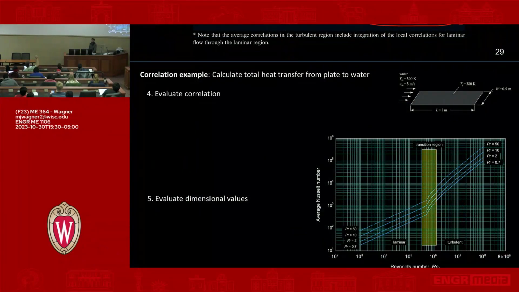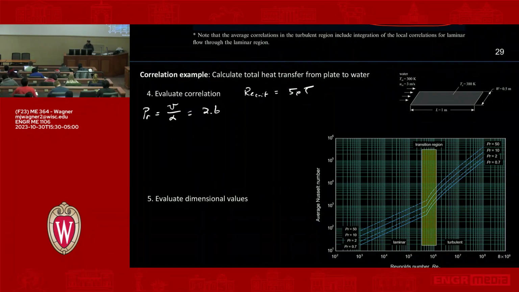All right, evaluate the correlation. So again, remember Re crit is 5 times 10 to the 5th. Okay, we need the Prandtl number, so Prandtl is nu over alpha. So we could evaluate that out, and that is 2.69. That's what this particular fluid happens to be.